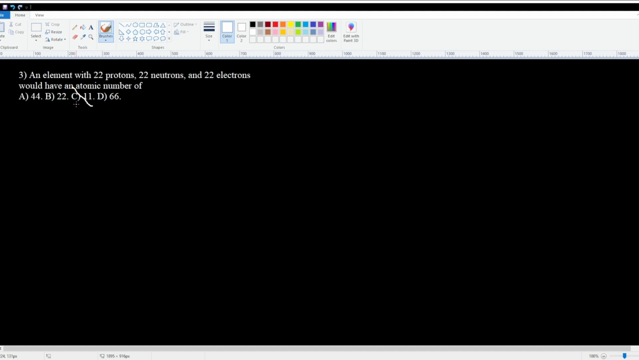We don't want to pay attention to 11 because that number doesn't mean anything. And D also, we don't want to pay attention to because we're adding the number of electrons. But 44 would be the atomic mass. So if we take 22 plus 22, we get 44, right? But we don't want to pay attention to that because we're only asking for the atomic number, not the atomic weight. So we're going to get B as the answer.